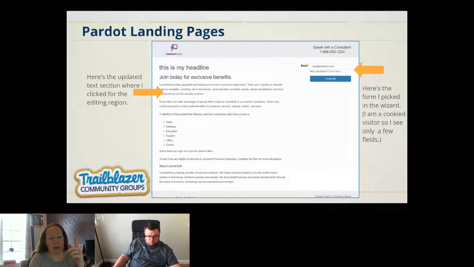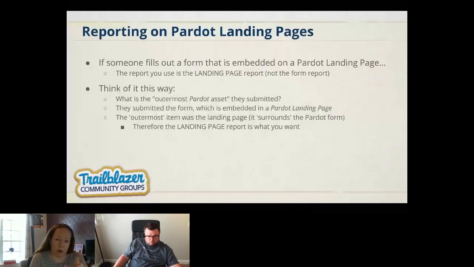Here is where, again, how do you report on a Pardot landing page? What is the outermost Pardot asset they submitted? Well, they submitted a form, but it's embedded in a Pardot landing page with step 2 of that landing page wizard. So the outermost item is the landing page. It surrounds the Pardot form and kind of takes over. So you want to look at the landing page report. People who fill out a form embedded on a landing page are going to show up in the landing page report. They won't show up in the Pardot form report.